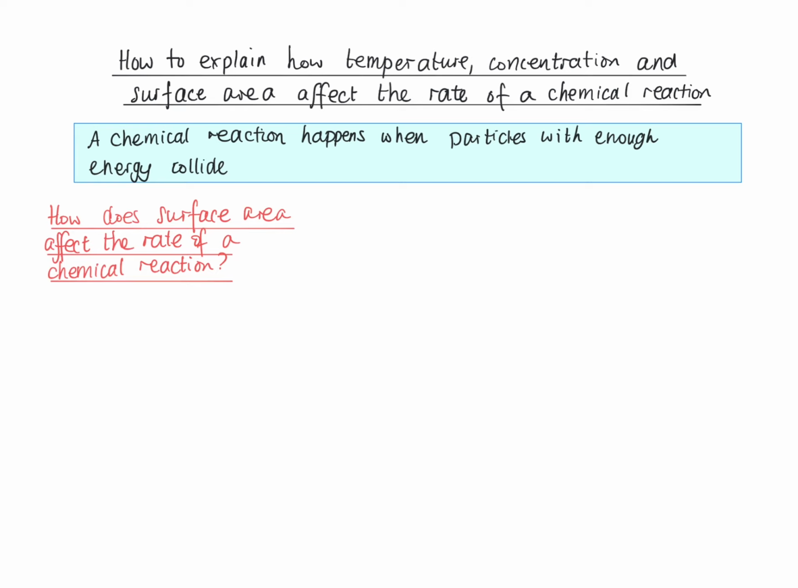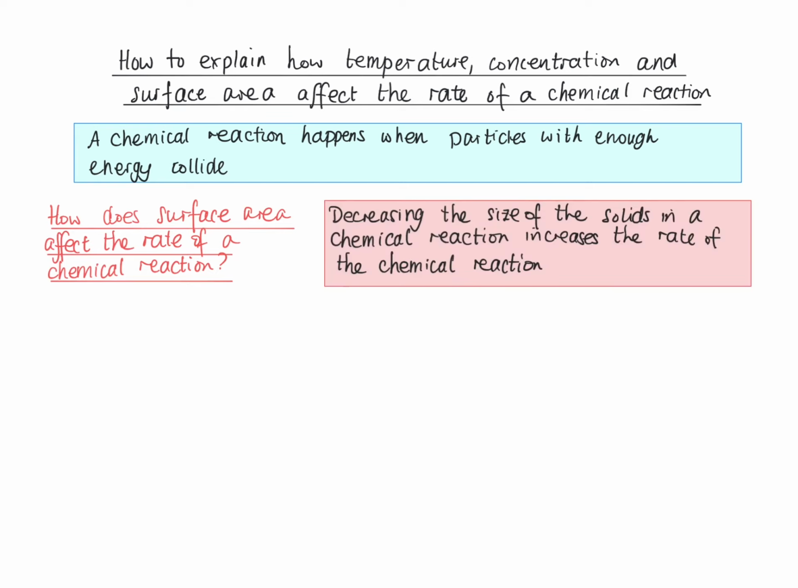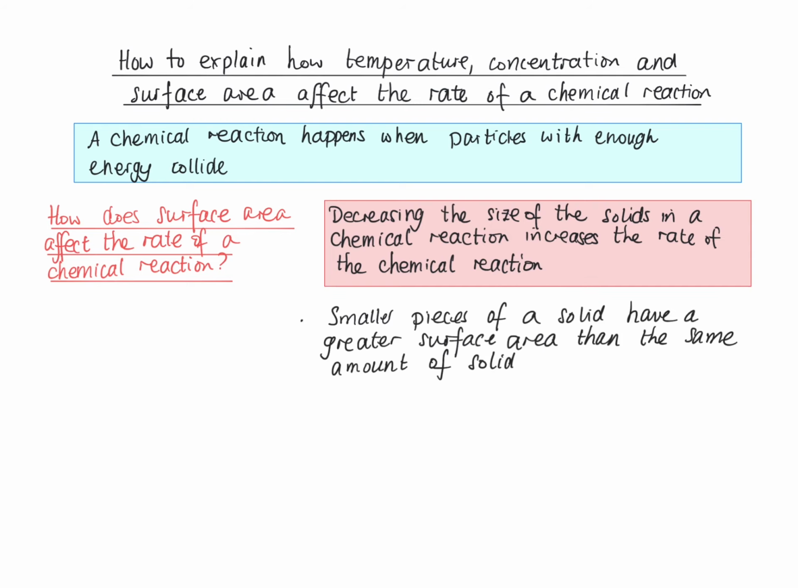How does surface area affect the rate of a chemical reaction? Well, decreasing the size of solids in a chemical reaction increases the rate of a chemical reaction. So what that means is, a powder will react quicker than a lump of stuff. Smaller pieces of a solid have a greater surface area than the same amount of solid if it were a big lump. So taking a powder will make a reaction quicker than if you take the same amount of stuff and it's there as a big block.